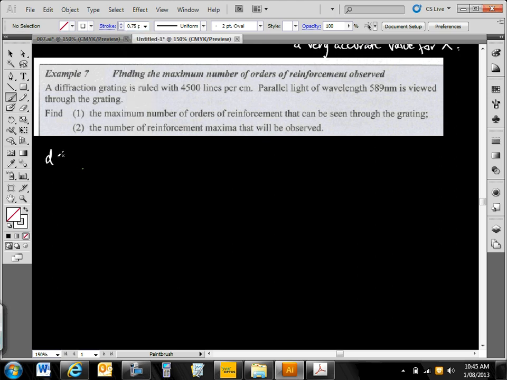d is equal to 1 on 4,500 centimetres, which equals, we'll just go straight to the metres, we've done this a couple of times, 2.22 by 10 to the minus 6 metres. Good. They give us our lambda equals 589 nanometers, which equals 589 by 10 to the minus 9 meters.